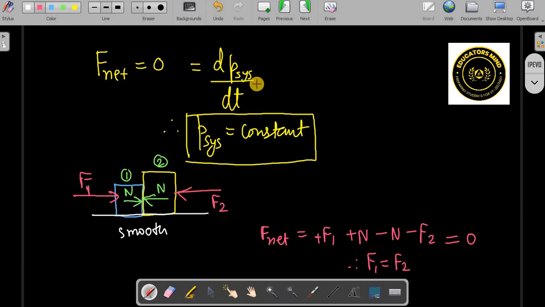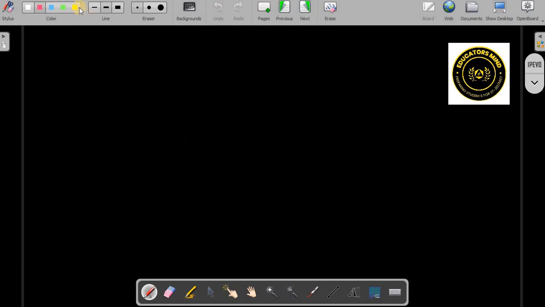Now this is just a crude example. If you take another example, collision of two bodies.